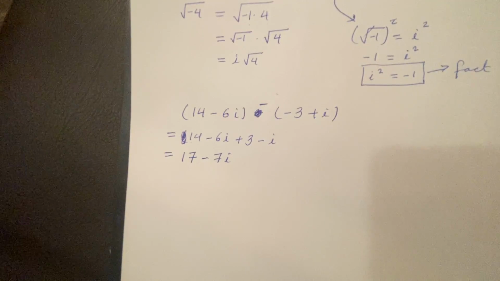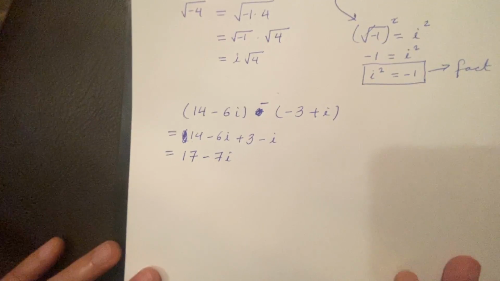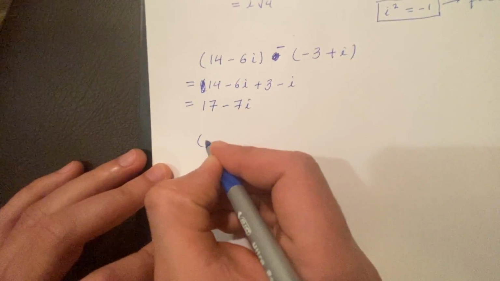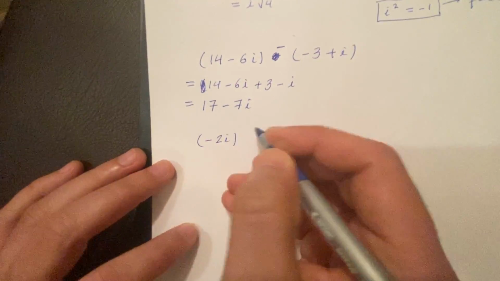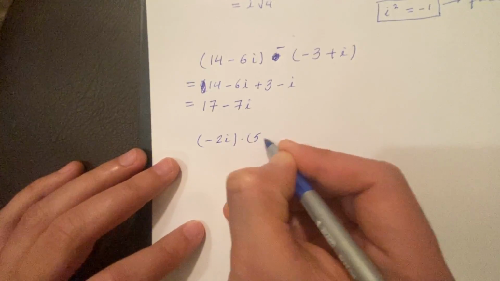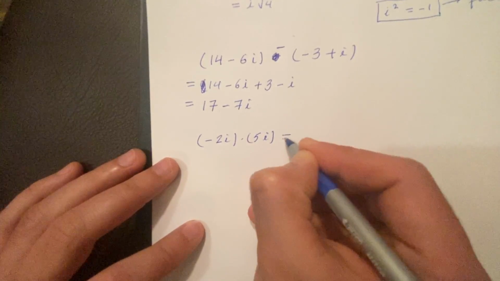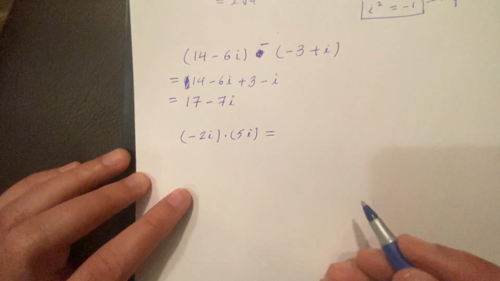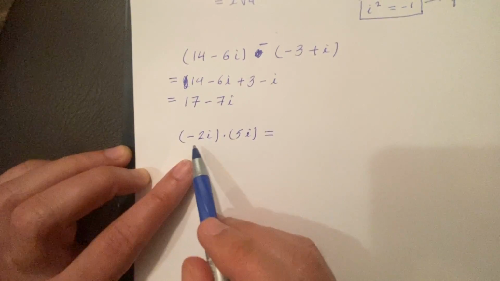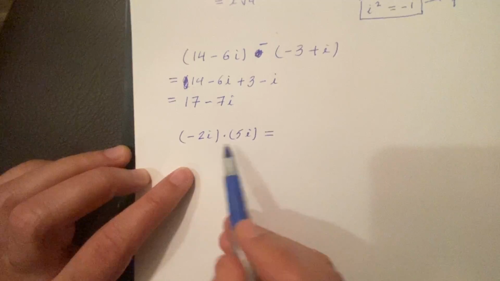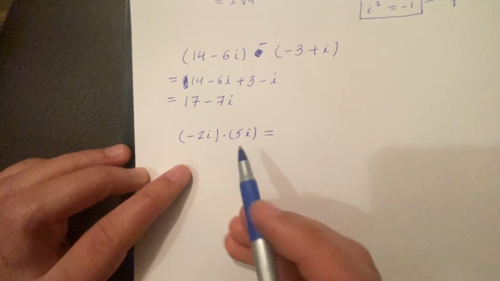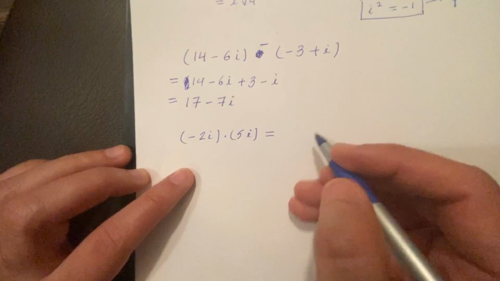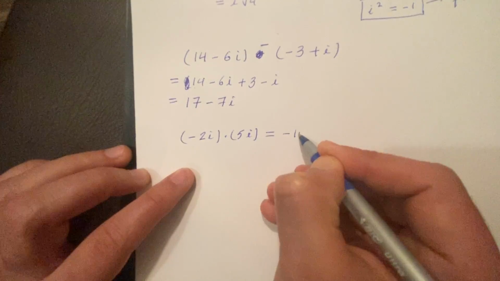Okay, and the next one, let's say we multiply these two. There's a multiplication sign here. So when you're multiplying, again, we need to multiply everything, right? If you're multiplying, just multiply everything. So first we can multiply just the numbers. Negative 2 times 5 is negative 10.